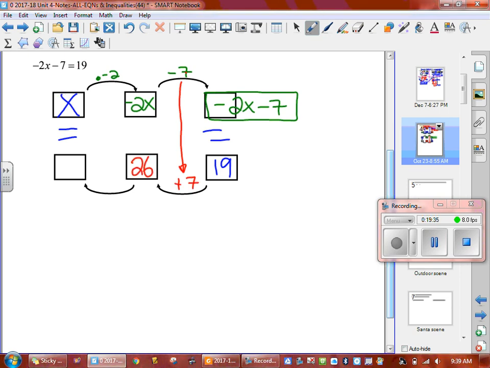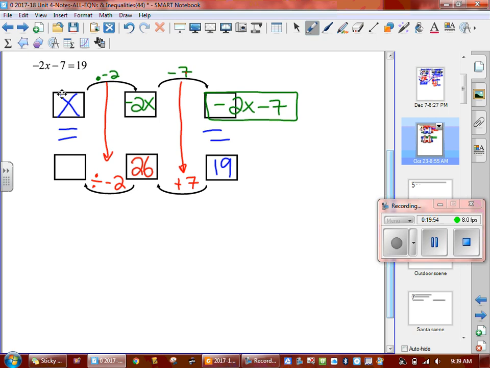Now we're going to do the opposite of multiplying by a negative 2. What's the opposite? Dividing by a negative 2. So we're going to take our 26 and divide by a negative. So positive divided by a negative is a negative 13.